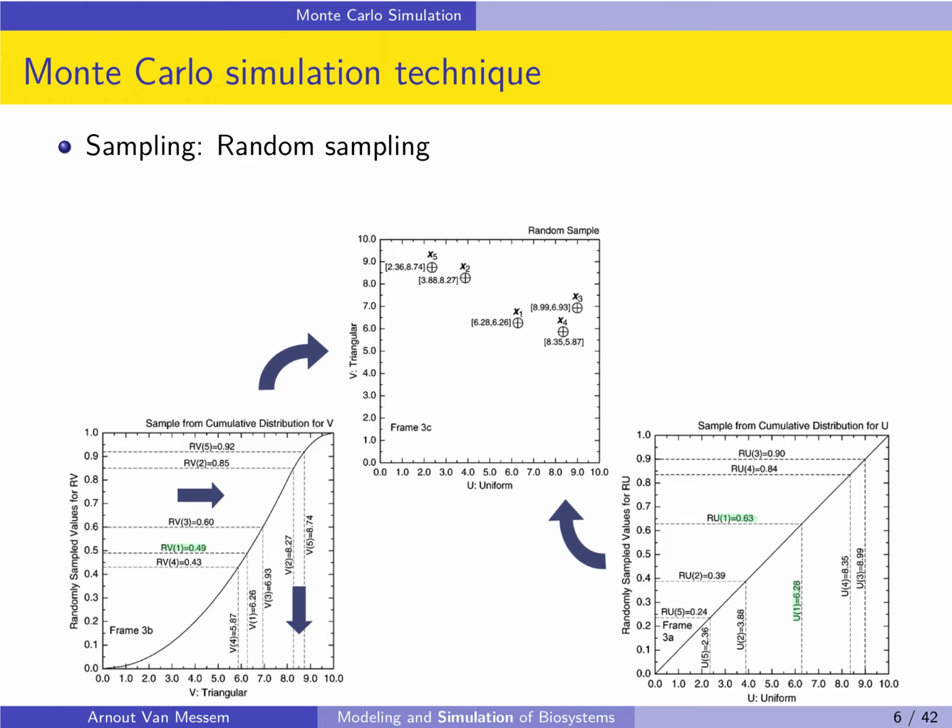For example, the random number there is 0.49. You transform it back to v itself, and then you see that v has a value of 6.26, which gives me my first simulated observation of 6.28 and 6.26. And then you repeat this process until you have a sample of your desired sample size.